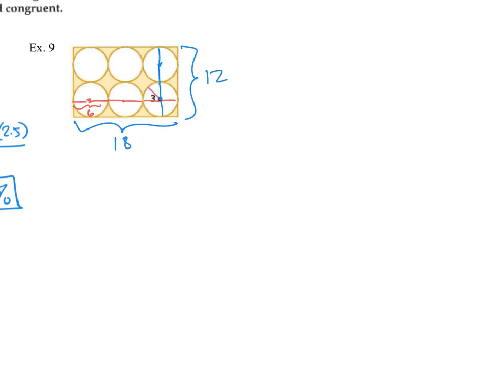So to get the area of the shaded region, we'll take the area of the rectangle, which is 18 times 12, minus the area of 6 circles. So 6 times the area of one of those circles, and the area of just one circle would be pi times its radius squared, pi times 3 squared.